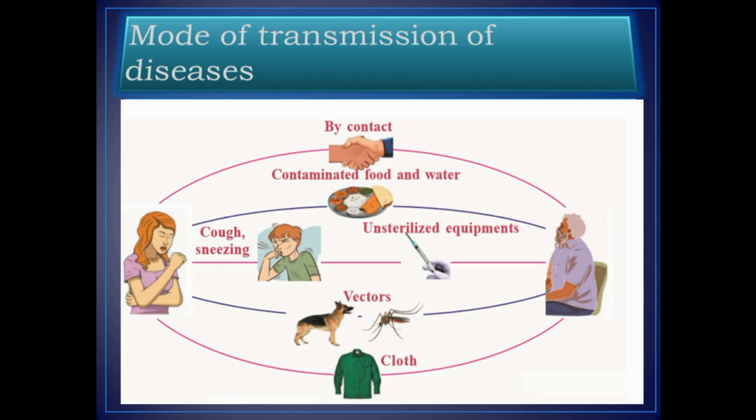Now let's see some modes of transmission of some common diseases. From the infected person, from a diseased person, the pathogens can be transmitted in different ways. Either through direct contact or through contaminated food and water or through unsterilized equipment like needles and syringes, through cough and sneezing, through vectors and through clothes. So these are the major modes of transmission of diseases.